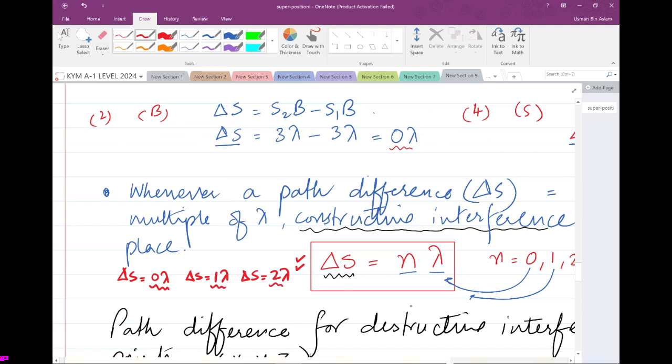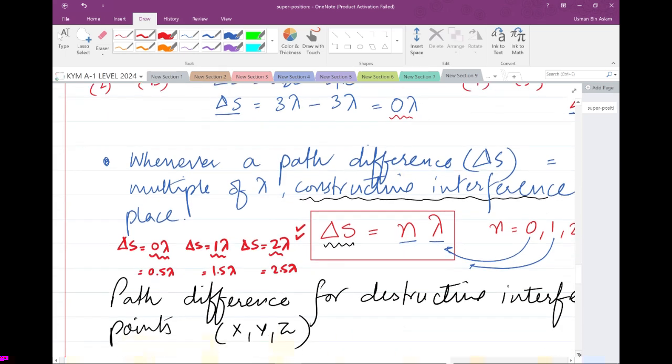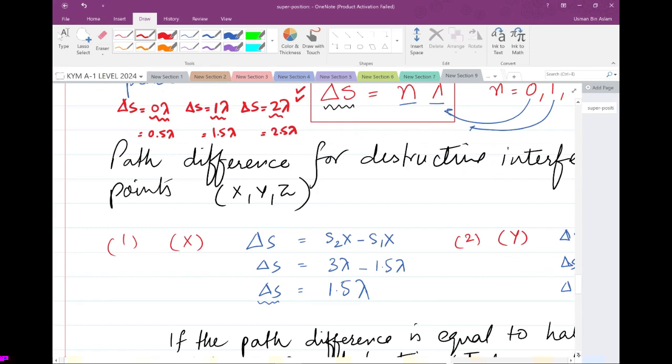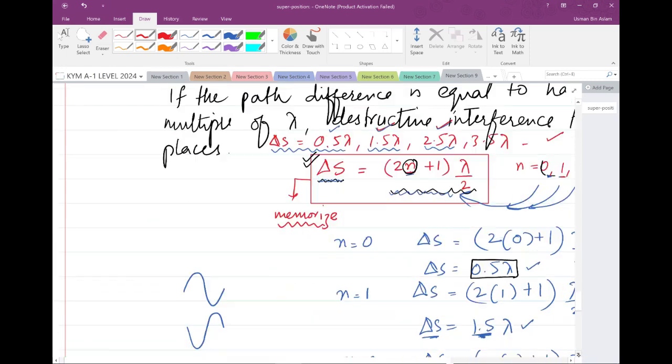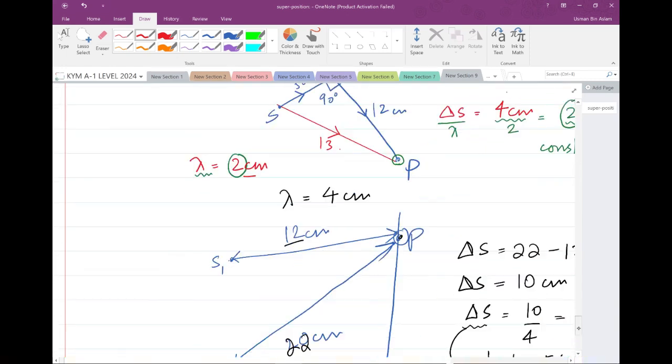And if it was a half integer, for example 0.5 of a lambda, or 1.5 of lambda, or 2.5 of lambda, in such situations, destructive interference took place. That means one crest was falling on a trough of another wave. That way, when the waves got added together, their displacements got cancelled out.